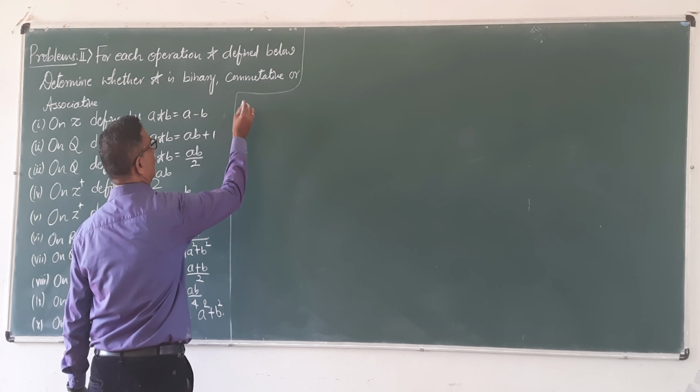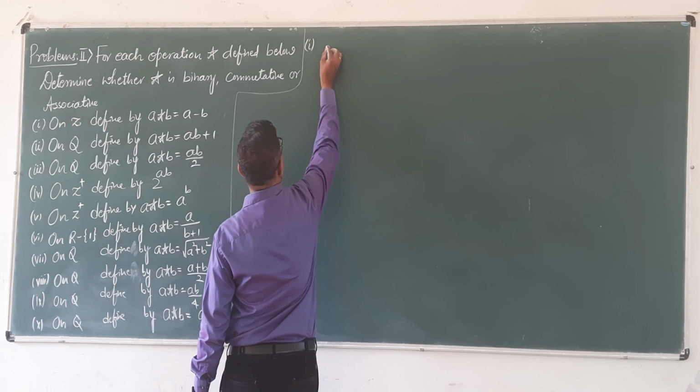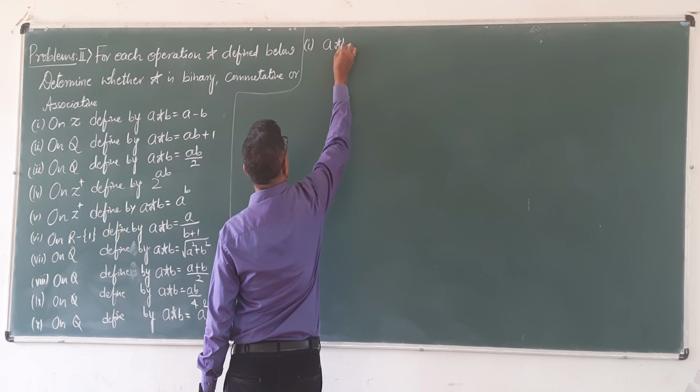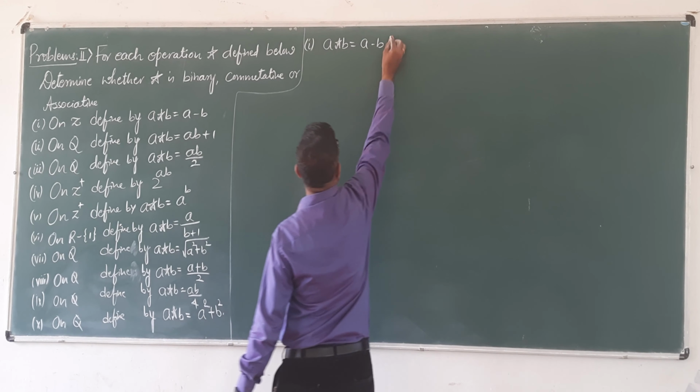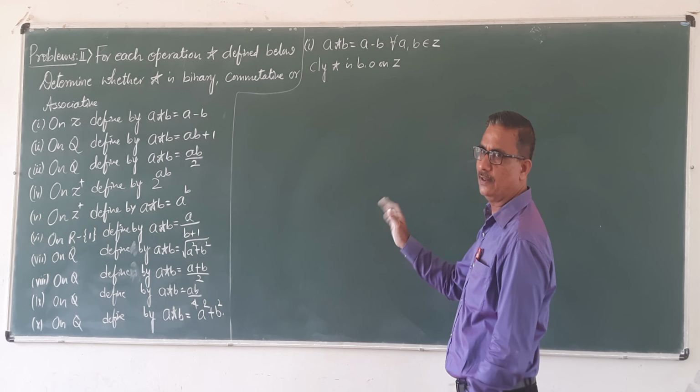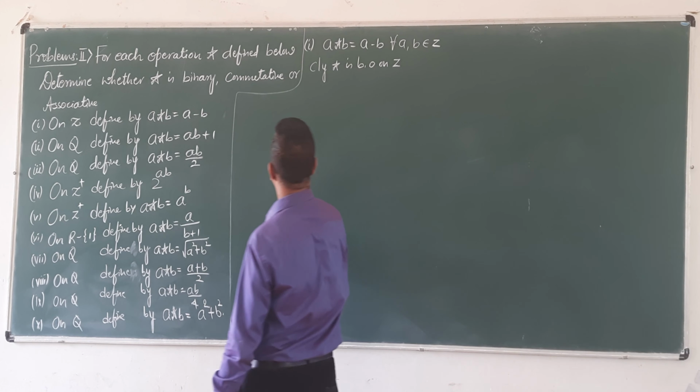Now here, the first one: on the set of integers defined by a star b is equal to a minus b for all a and b integers. Is it a binary operation or not? Clearly it is a binary operation. Clearly star is a binary operation on the set of all integers. It may be a positive integer as well as a negative integer. And verify whether star is associative as well as commutative.